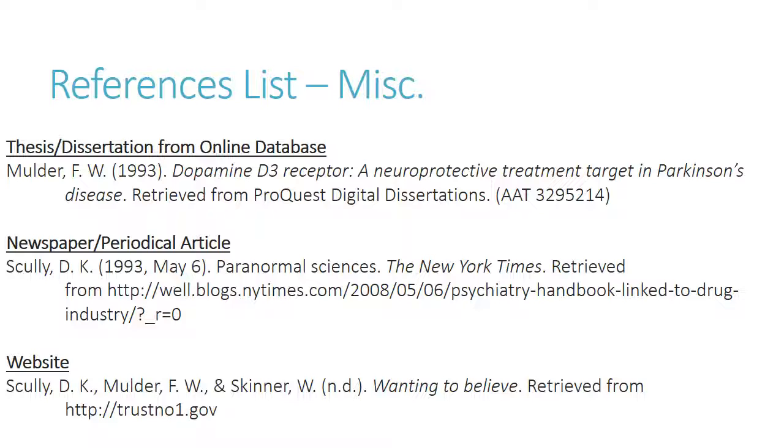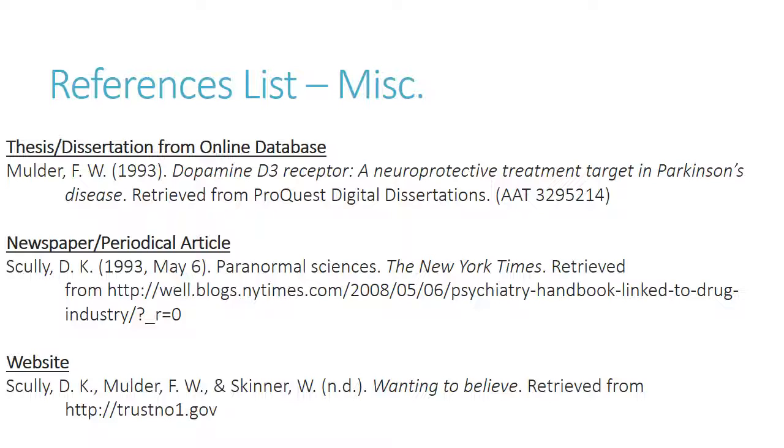Now below we have a website. Website is kind of a generic entry. If you have a piece that fits better in another reference format, for example, even though you're referencing the New York Times online, it makes more sense to use the newspaper periodical format. A website instead is something that doesn't cleanly fit into another category.